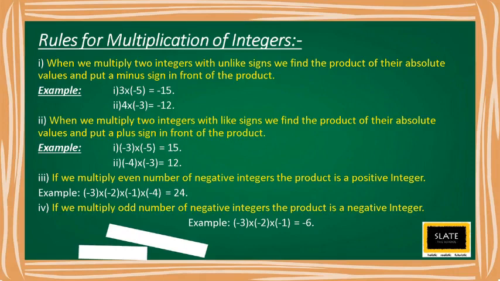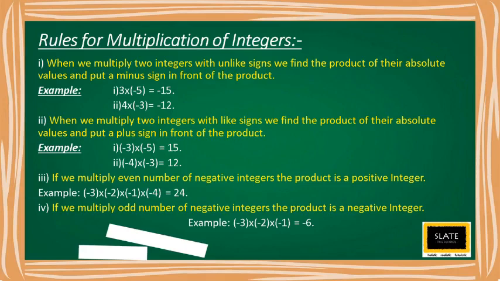When we multiply two integers with like signs, we find the product of their absolute values and put a plus sign in front of the product. For example, minus 3 into minus 5. Both are negative integers. So the product will be a positive integer. Absolute values of minus 5 and minus 3 are 3 and 5. Product of 3 and 5 is 15. Therefore, minus 3 into minus 5 is equal to 15.